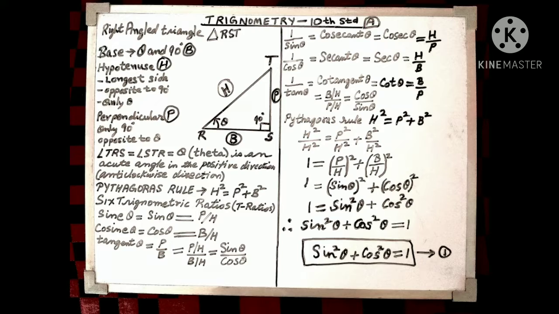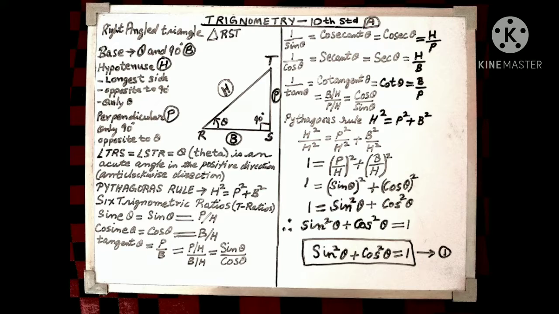You need to remember these 6 T ratios all the time. Only then you will be able to calculate or solve the trigonometric problems. Right? Now we have 3 important trigonometric identities. So just see how we derive them basically. It is very easy process.